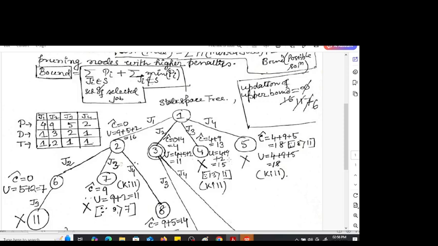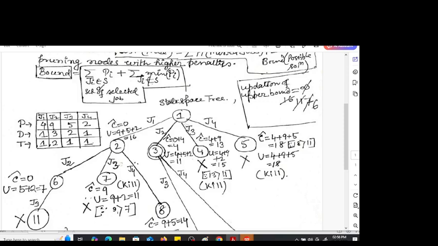Now here, every time we get an upper bound, we have to update the global upper bound. Initially I started with infinity. While choosing job J1, the upper bound is 16, so I will update infinity with 16. Next time when I pick J2, my upper bound is 11. So I'll update it, because 11 is less than 16. I have a better upper bound because it's a minimization problem. So I'll pick 11 here.